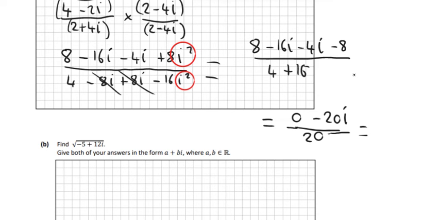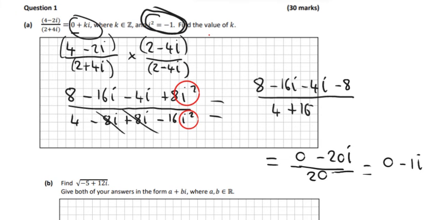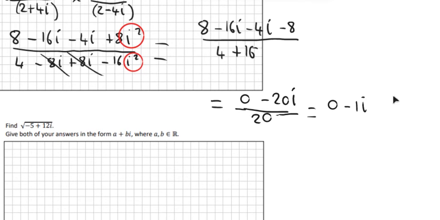Divide both of them by 20. 0 divided by 20 is 0, and minus 20i divided by 20 is just minus 1i, or just minus i. So the question asked us, the answer to it is 0 plus ki. So what does k have to be then? k is just the thing that's in front of the i, so it'll just be the minus 1 part. So k is minus 1. And that's the answer to the first part.